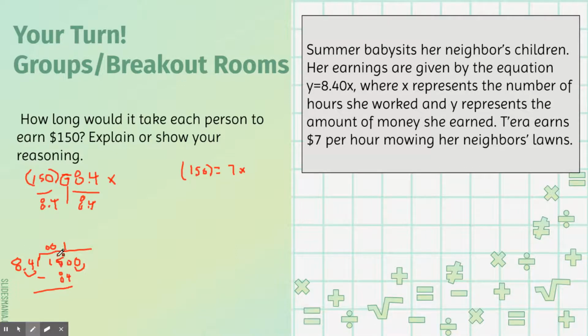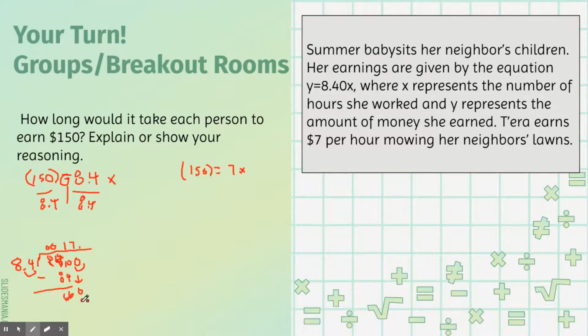I'm going to borrow, make that a 4, make that a 10. 10 minus 4 is 6. I'm going to borrow and make that a 14. 14 minus 8 is 6. And bring my 0 down. All right, for this next one, I've got 660. I know that 80 times 8 would give me around 640, so I'm going to go with 7. Okay?